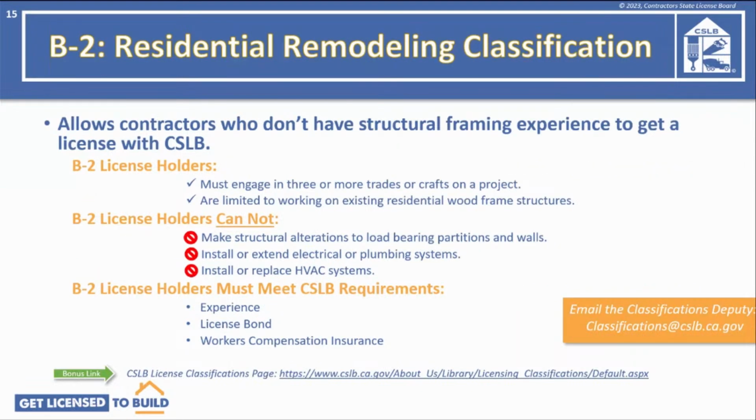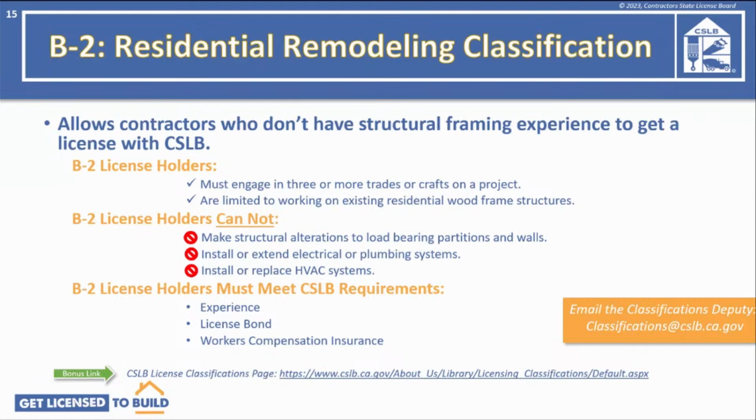CSLB's newest licensing classification is called the B2 Residential Remodeling Classification. The B2 allows contractors who don't have structural framing experience to get a license with CSLB. Here's what interested applicants need to know. B2 license holders must engage in 3 or more trades or crafts on a residential project. B2 licensees also are limited to working on existing residential wood frame structures.